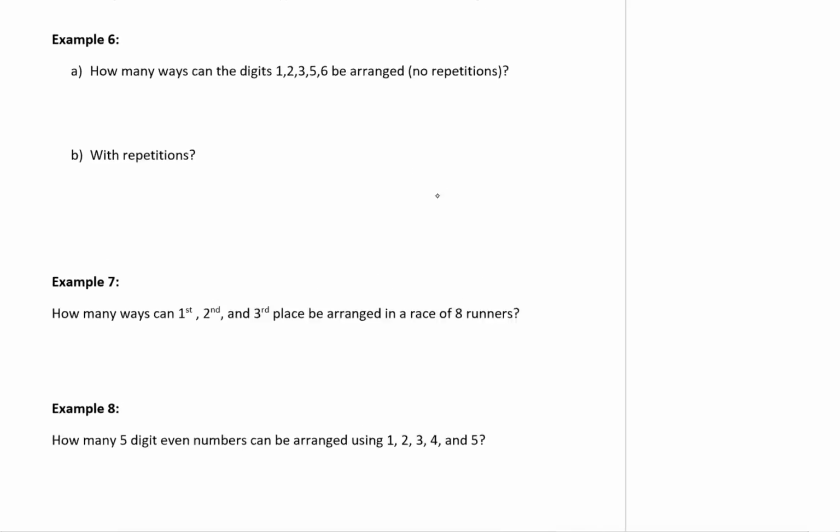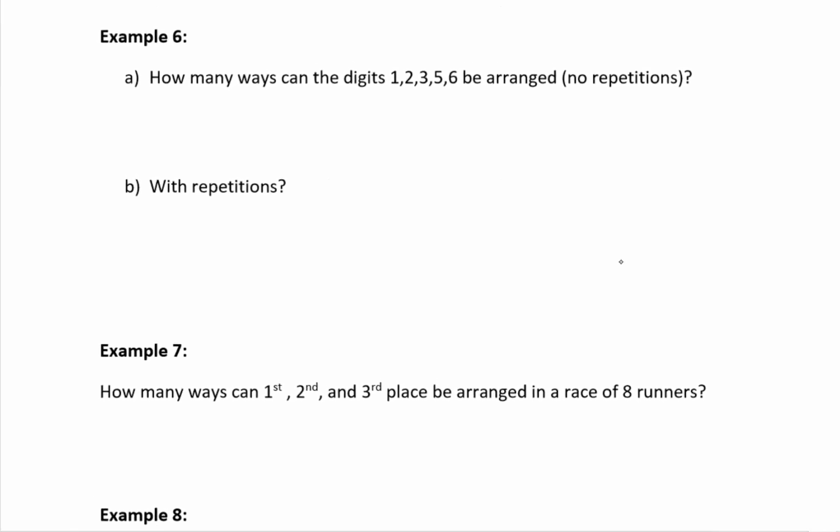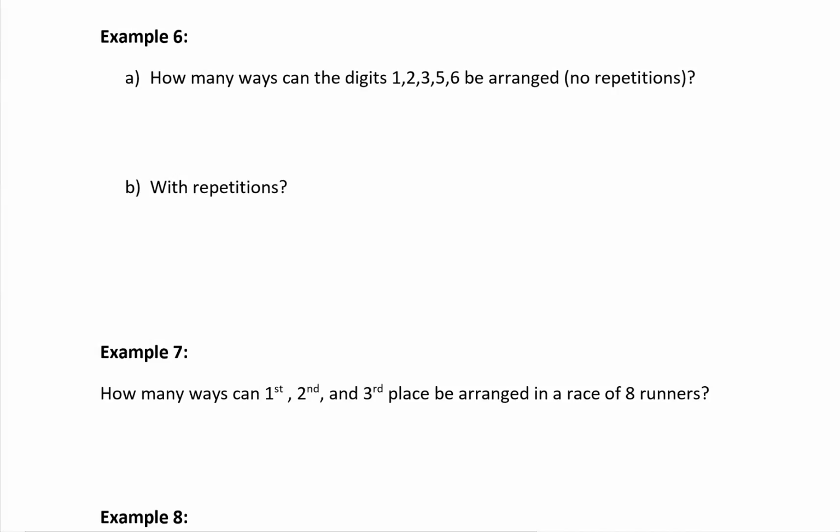For example 6, this one's just tricky because it says how many ways can the digits 1, 2, 3, 5, 6 be arranged? Realize there's no 4 there. There's no digit 4. So when you're counting how many possibilities there are for each value, for each digit, realize that the 4 is missing. For repetitions, and then again with no repetitions.